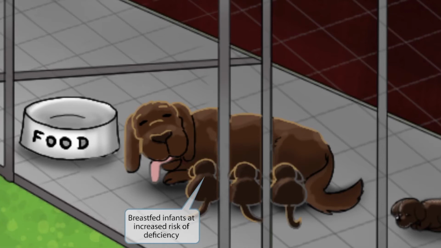Nursing mothers must be taking a lot of vitamin D in order to come even close to giving their infant an adequate amount of vitamin D. Formula milk is fortified with vitamin D, so formula-fed infants aren't at high risk of vitamin D deficiency. So these little puppies breastfeeding behind the locked cage will help you remember that breastfed infants are at an increased risk of becoming vitamin D deficient.